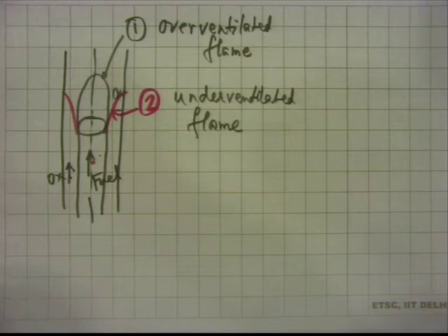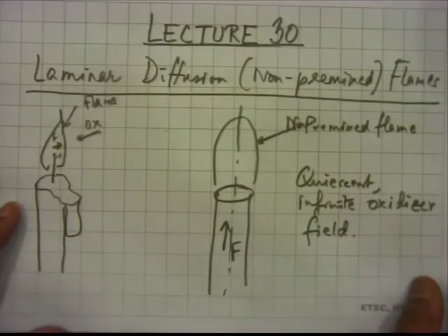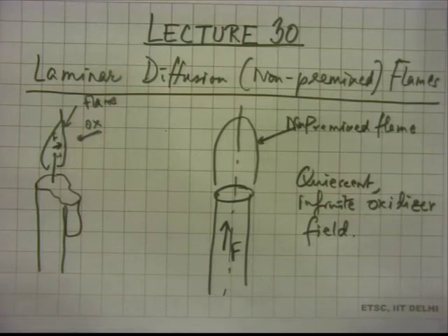Okay. Now, in this context, of course, the same question will come once more. What is the flame? Flame is that zone where maximum reaction is taking place, correct? But how do we define a flame for a non-premixed situation?